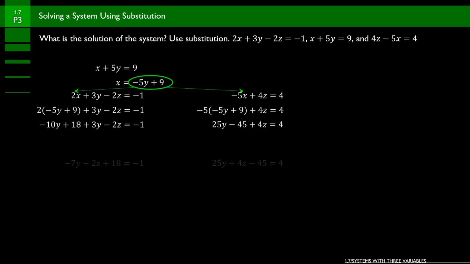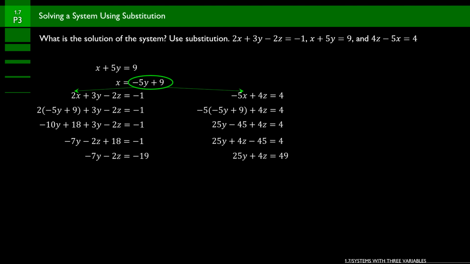Next, I'm going to do whatever is next for each equation, whether it be combining like terms or shifting something over, or just putting everything in the correct order into standard form. So the first equation, I've got negative 7y minus 2z plus 18 equals negative 1. And in the second, 25y plus 4z minus 45 equals 4. Go ahead and do your addition and subtraction. You're left with negative 7y minus 2z equals negative 19, and 25y plus 4z equals 49.